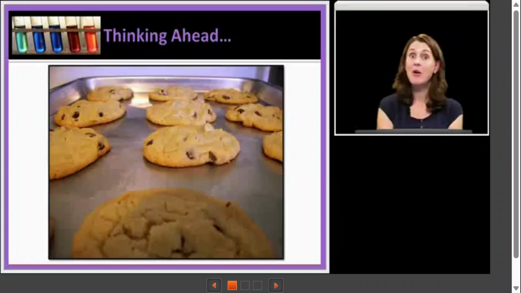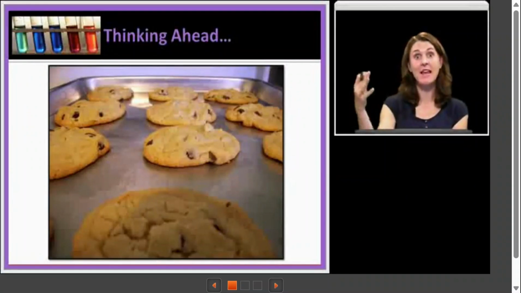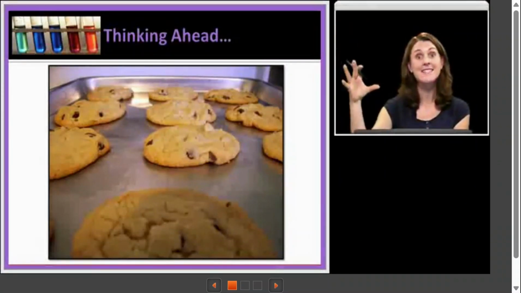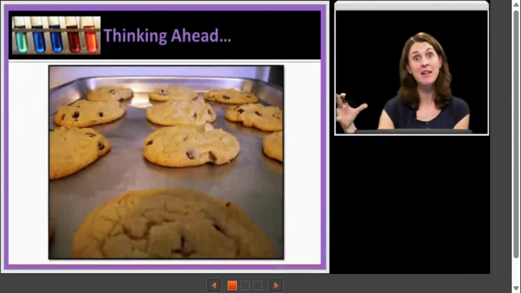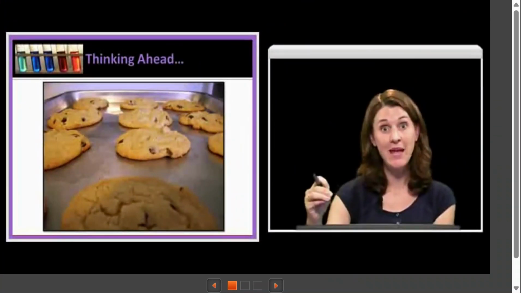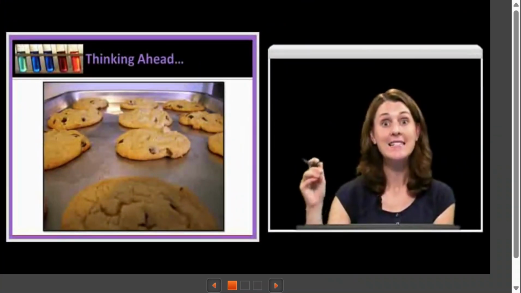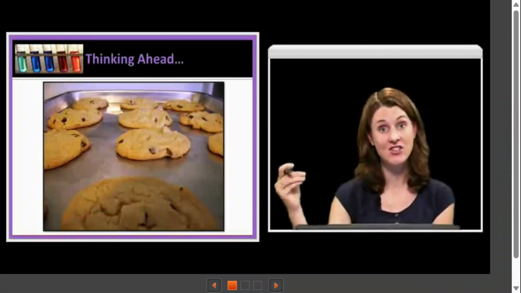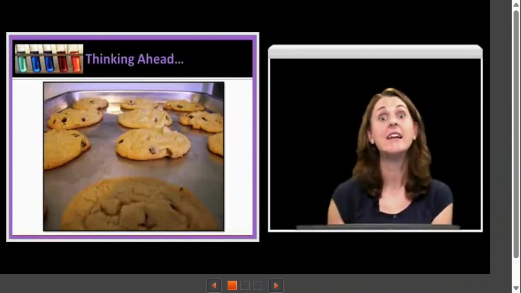So let's think about, how would you set up your experiment and be able to collect data about that experiment so somebody else could look at it and go, oh, okay, I get it. This is what I should do to bake perfect chocolate chip cookies. That's thinking ahead to the next section of our scientific inquiry lesson.